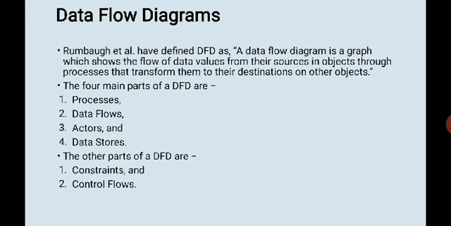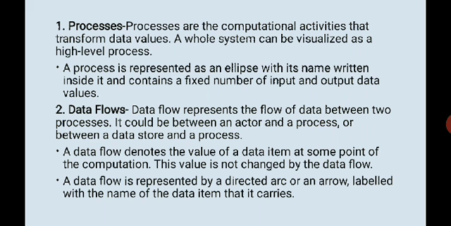Rumbaugh defined a DFD as follows: a data flow diagram is a graph which shows the flow of data values from their sources in objects through processes that transform them to their destinations in other objects. So this is the formal definition from Rumbaugh, who defined it like this when he started with DFDs. There are four parts of a DFD. First is the process, then we have data flow, actors, and last data stores. And there are other parts like constraints and control flows.